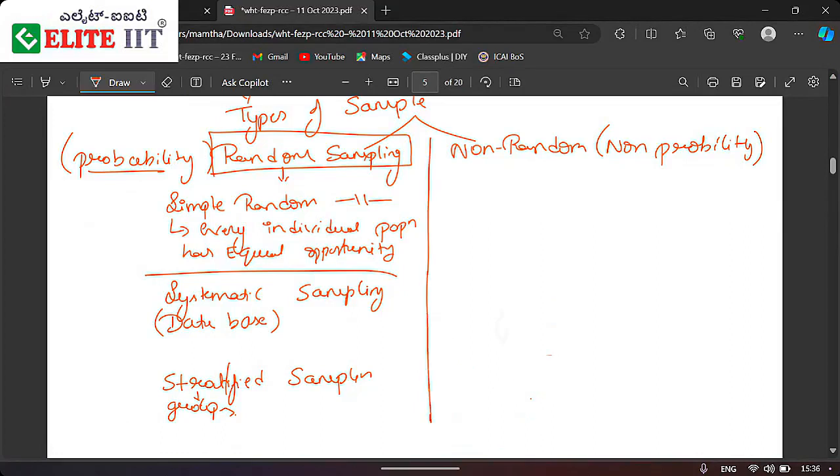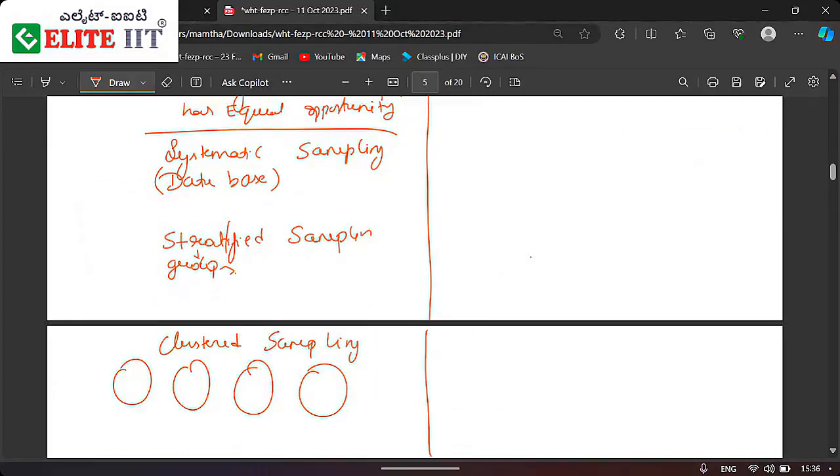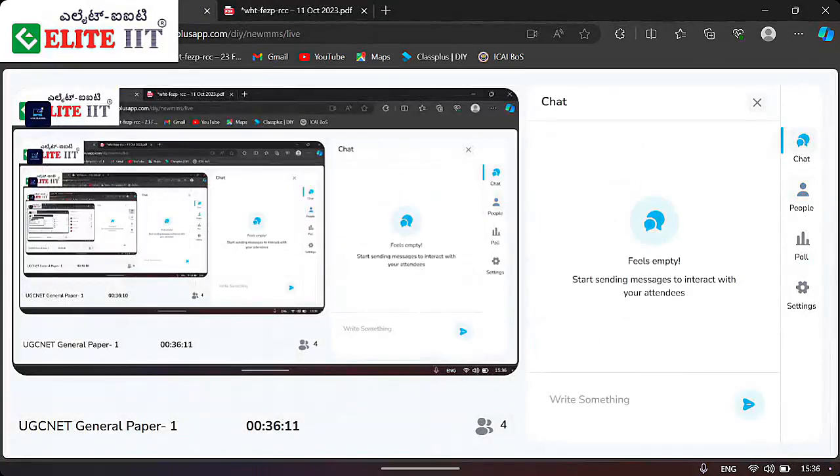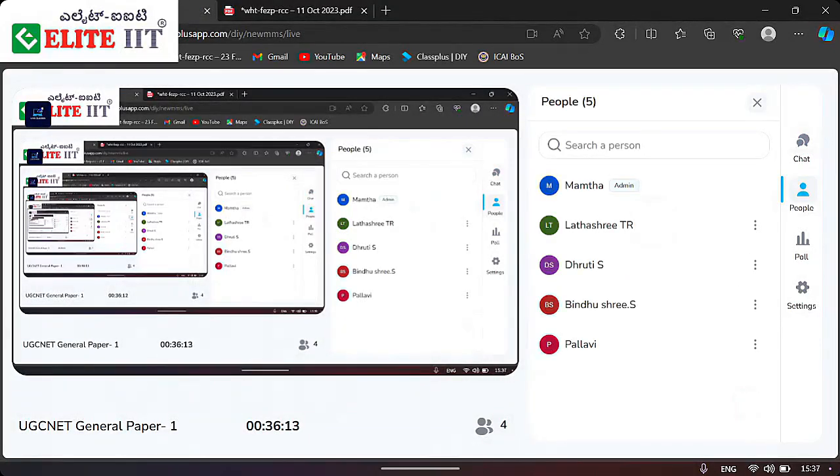Any doubt with this? Now let us move ahead. Please do ask if there is any doubt up till here. Latashri, Dhruti, Bindushri, Pallavi, if there is any doubt, please do ask. If not, we'll move ahead to non-probability or non-random sampling. Can we move ahead?